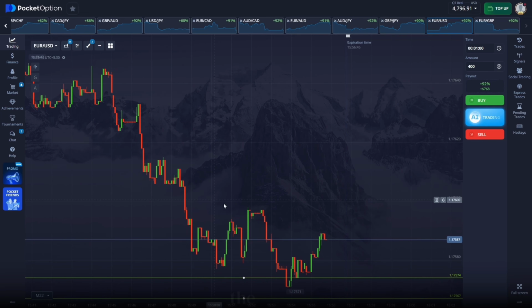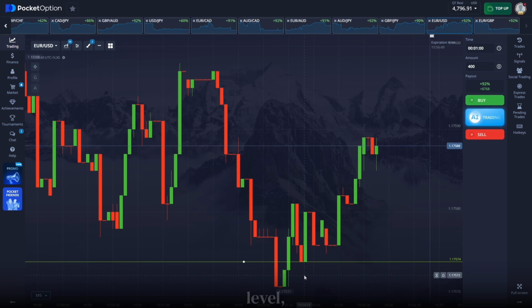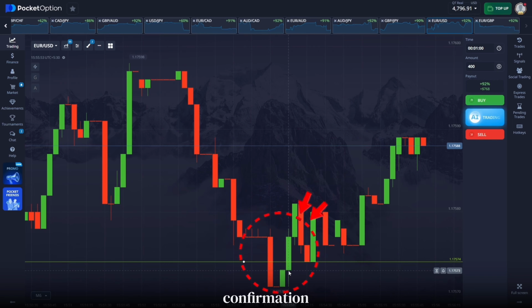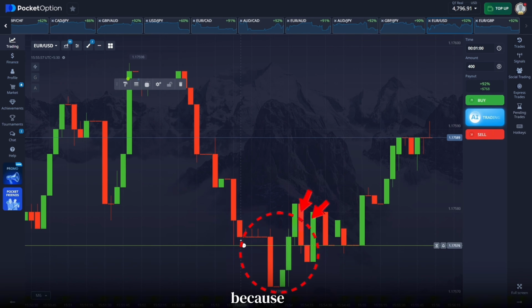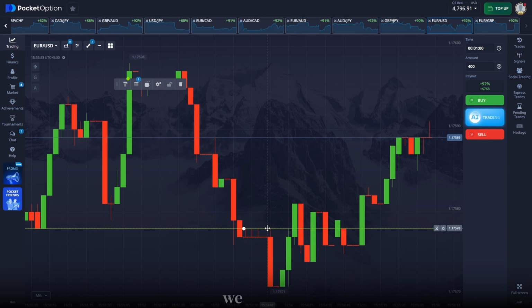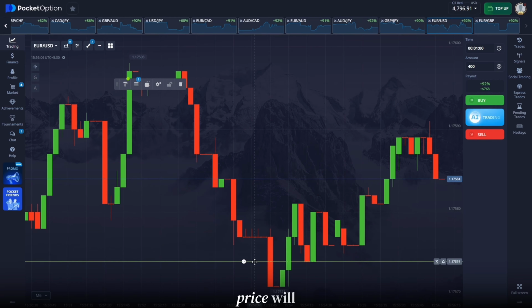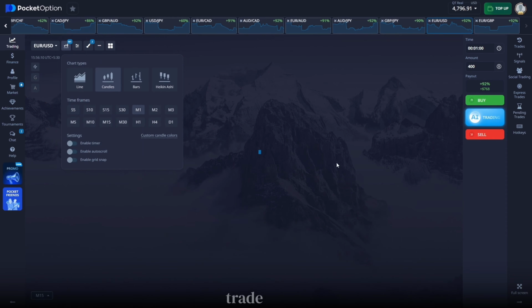Let's understand the logic. As soon as price hit the support level, it formed this bullish candle. It was not confirmation. It formed another candle, but I didn't place my trade here because of this recent resistance. We needed a breakout. This particular candle gave a breakout, meaning that now the price will go up. So I instantly placed my trade in the upside direction.